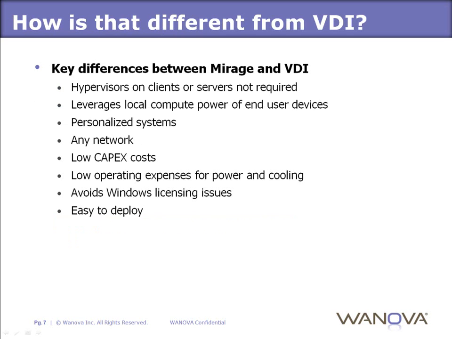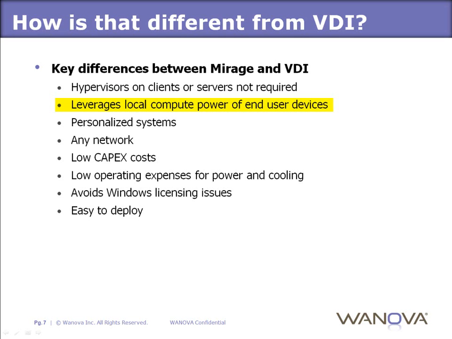But by now you may be asking, how is this any different from VDI? Well, we have plenty of answers for that, so let's go down the list. Mirage requires no client or server hypervisors. On the server side, we install directly onto Windows Server 2008 R2. On the client side, we install directly onto a Windows XP or Windows 7 system. Not only is this easier to manage than VDI, but it also prevents Windows licensing issues, where you're paying for a device to run Windows once, and then paying for a Windows hypervisor within that Windows device, essentially doubling your Windows licensing costs with no actual advantage.